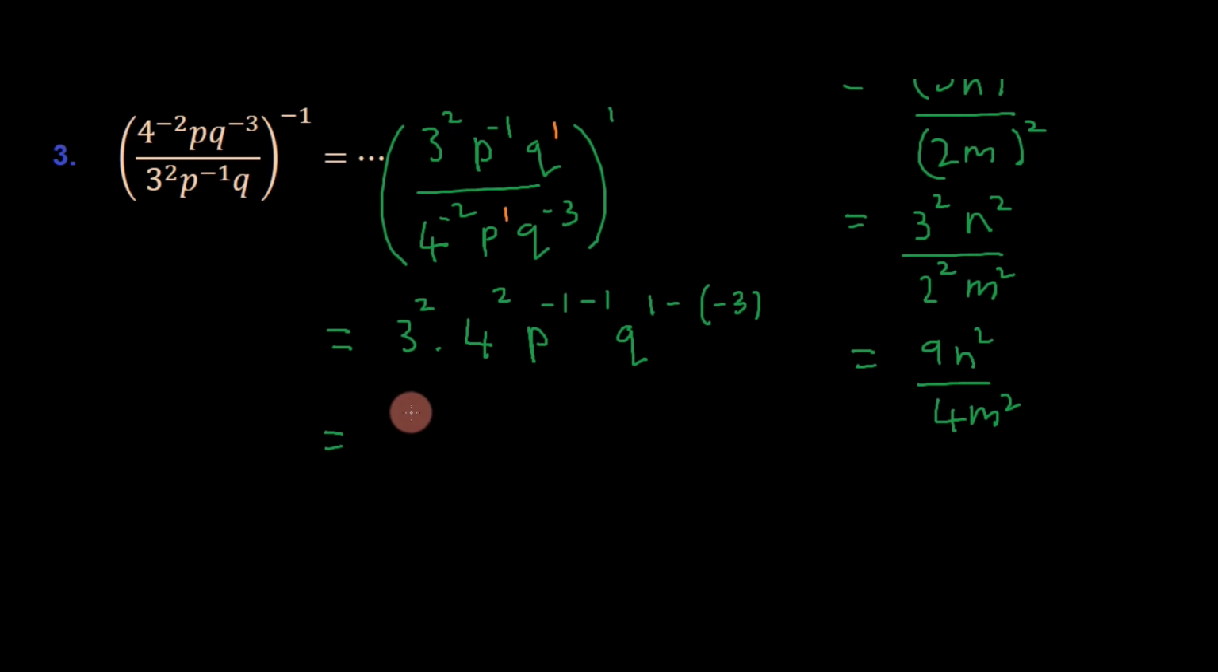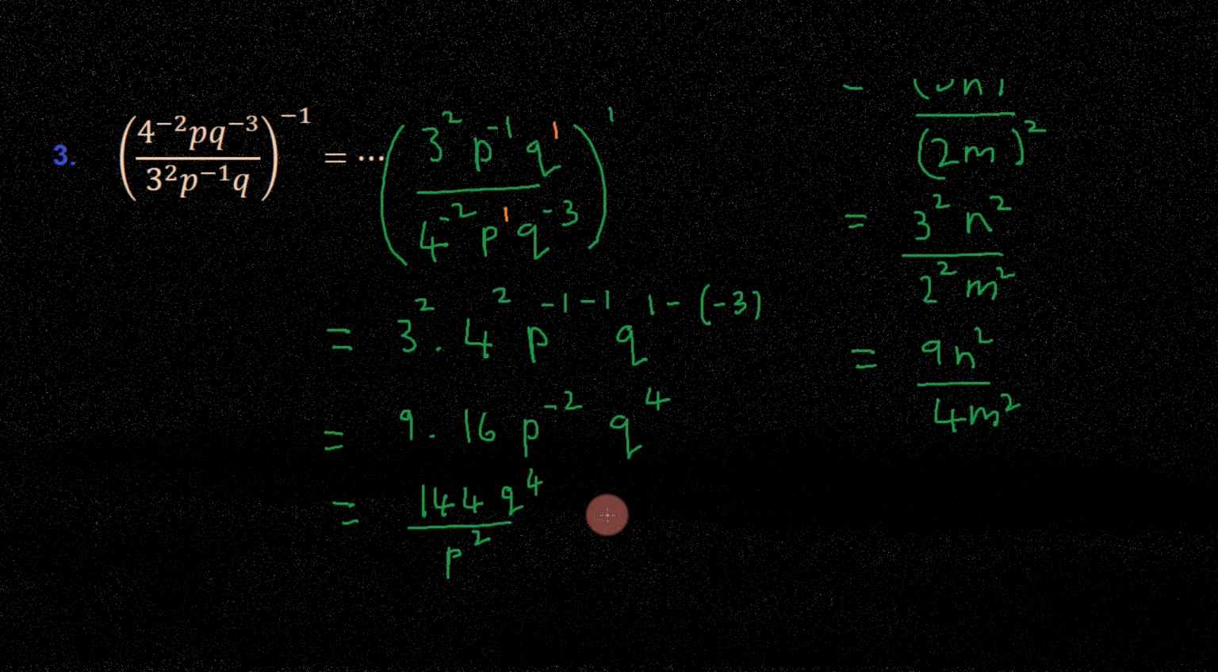3 squared is 9 times 4 squared, which is 16. P to the -2 q, 1 minus -3 is 1 plus 3, which of course is 4. Now we can multiply 9 and 16, and that's 144. And the p to the -2 we can take into the denominator, and the power becomes positive. And of course, in the numerator, we still have q to the 4 as well.